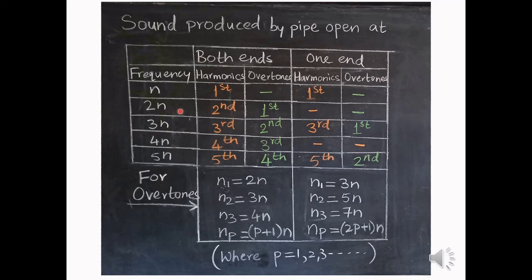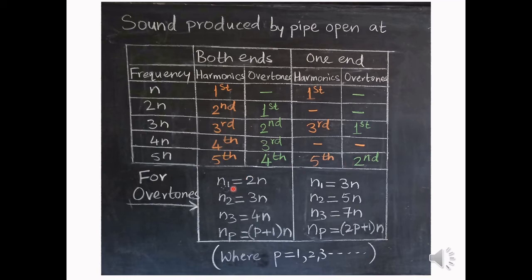Twice N is the second harmonic and the first overtone. In case of pipe open at one end, the second harmonic is absent. 3N represents the third harmonic in both the cases, but in this case it represents the second overtone and here it represents the first overtone. 4N represents the fourth harmonic and third overtone in pipe open at both ends, whereas the fourth harmonic is absent in this case. 5N represents the fifth harmonic in both the cases. Here it represents the fourth overtone, but here it represents the second overtone.